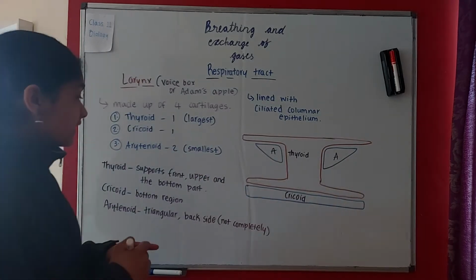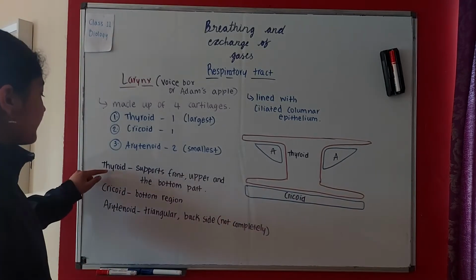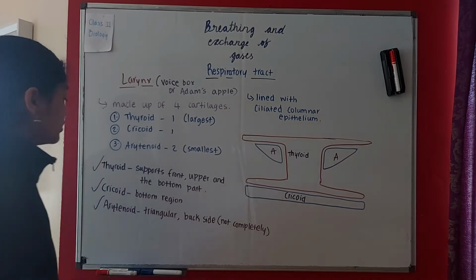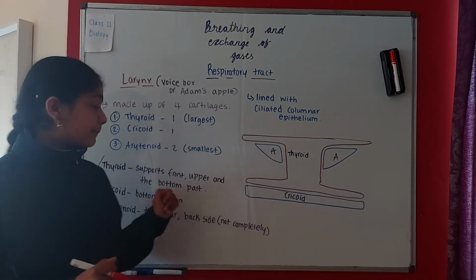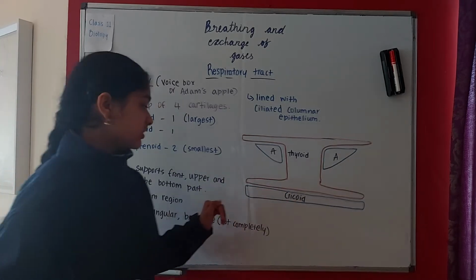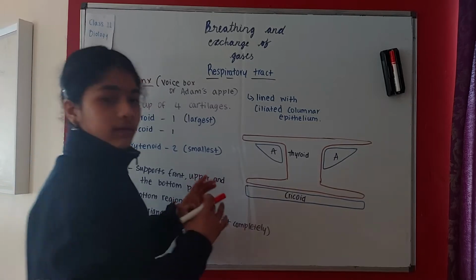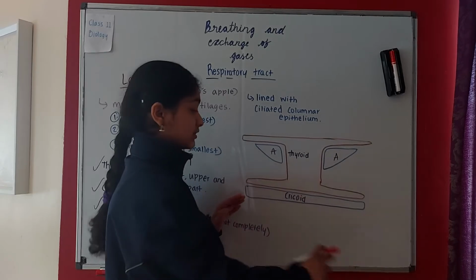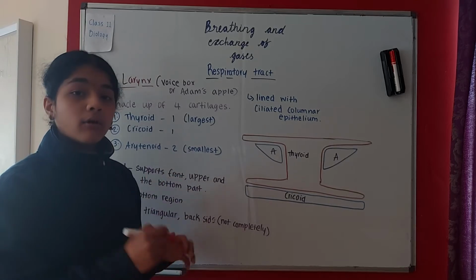So these are the three types of cartilage that we have to understand which are present in the larynx: thyroid cartilage, cricoid cartilage and the arytenoid cartilage. Thyroid cartilage is the largest cartilage and it supports the front, upper and the bottom part. Cricoid cartilage supports only the bottom region. This cricoid is a ring-like structure, because when we open it, we see that it is rectangular in shape. But when you fold it this way, you see a bottom ring-like structure.